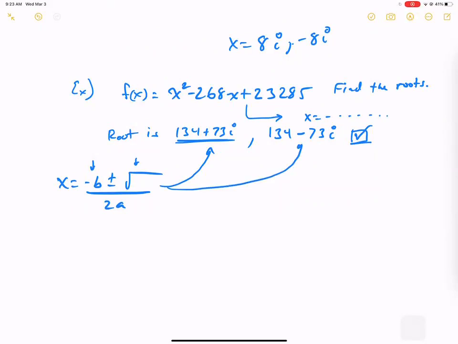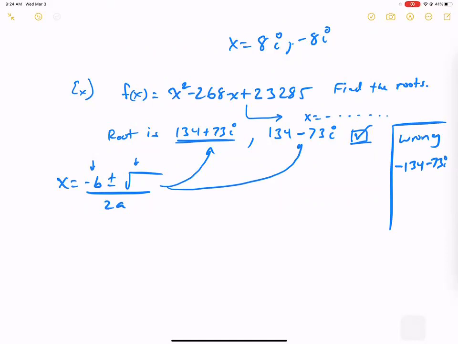This answer is not right. This is the wrong answer. If I gave you negative 134 minus 73i, if you wrote this, it would be wrong. You gave me too many negatives.